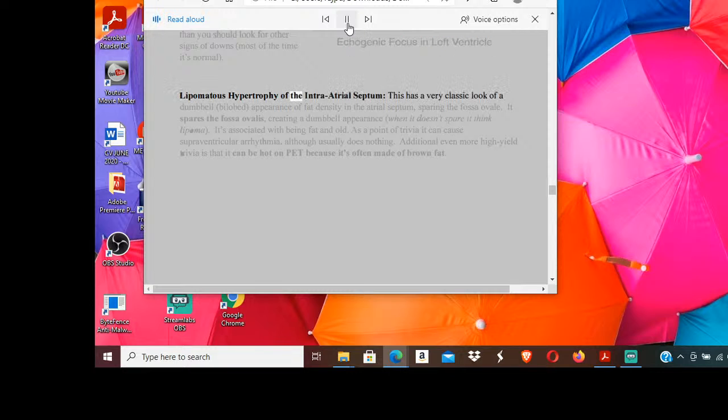Lipomatous hypertrophy of the intra-atrial septum has a very classic look of a dumbbell, bilobed appearance of fat density in the atrial septum, sparing the fossa ovalis. It spares the fossa ovalis, creating a dumbbell appearance. When it doesn't spare it, think lipoma. It's associated with being fat and old. As a point of trivia, it can cause supraventricular arrhythmia, although usually does nothing. Additional even more high-yield trivia is that it can be hot on PET because it's often made of brown fat.